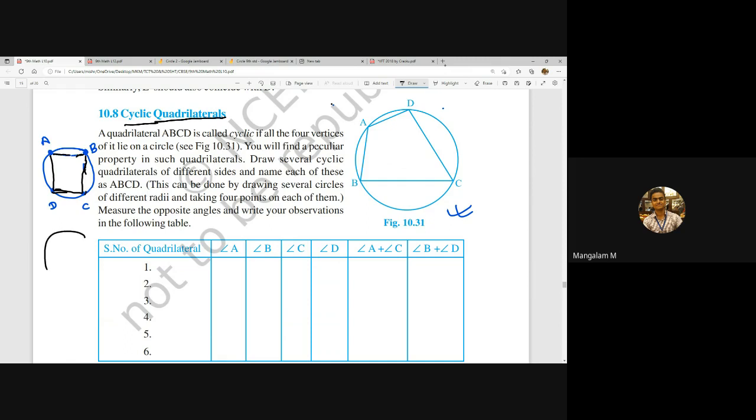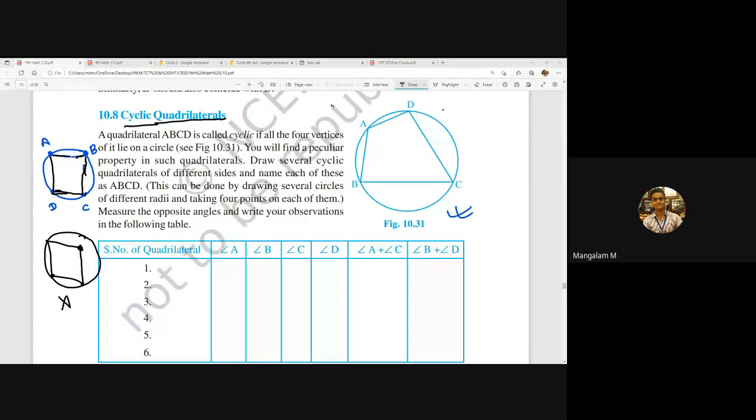We have discussed in earlier classes that, let us suppose this is a quadrilateral, right? There are three vertices which are on the circle, but this one vertex is not on the circle. So this is not a cyclic quadrilateral, right? A cyclic quadrilateral has a circle passing through all its four vertices. So this is the definition of a cyclic quadrilateral.